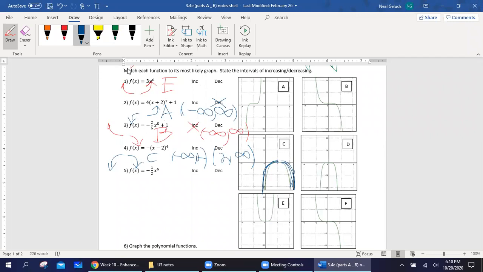And for the last one, odd power, so opposite directions. So again, we're looking at A, B, or F. Negative, so this is basically the same scenario as we had for number 3. That means it's going to be going up to the left and down to the right. This one, though, doesn't have that +1 on it, so this has to be letter F. It's not shifted. And again, this one is never increasing, it's always decreasing.